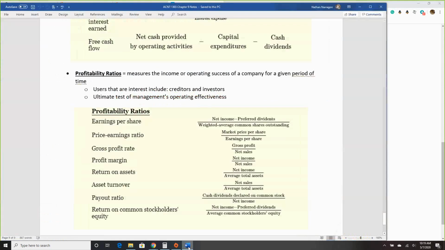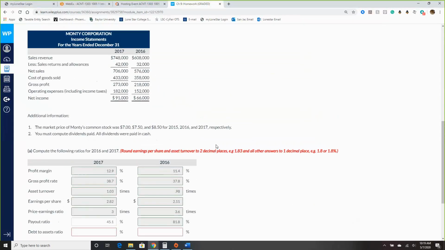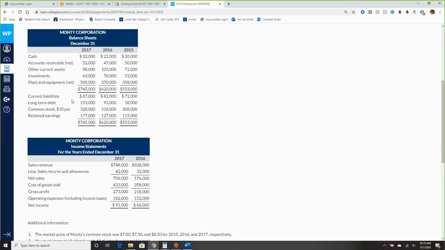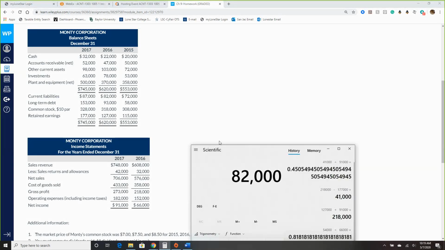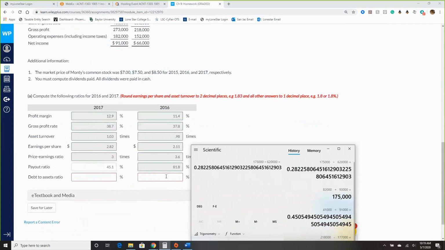Alright, last one, debt to asset ratio. Again, just total liabilities divided by total assets. So this one, they don't give us total liabilities right off the bat, so we'll have to add. So 82,000 plus 93,000 equals 175,000 for total liabilities, and then divide by your total assets. And again, percentage, so 28.2.